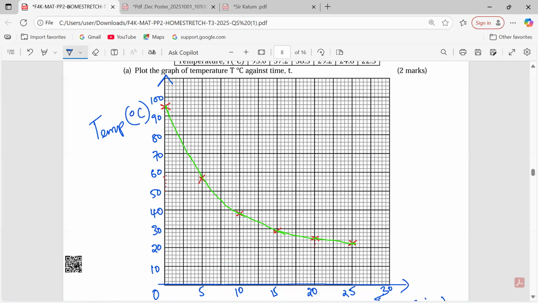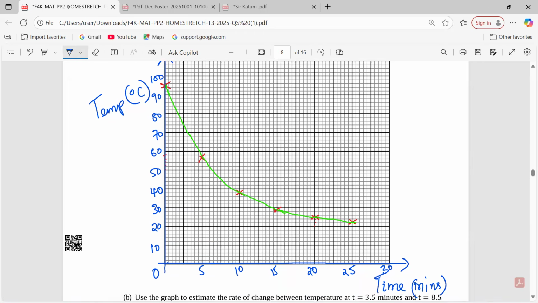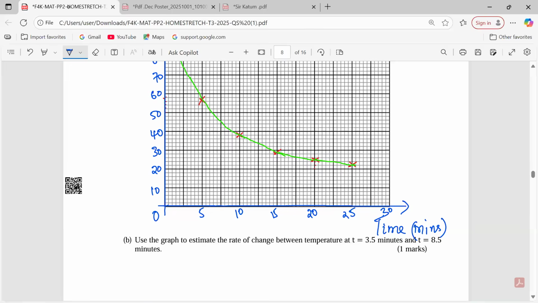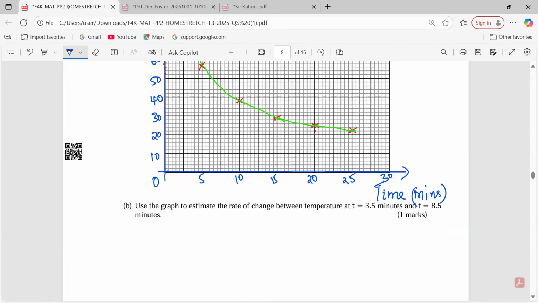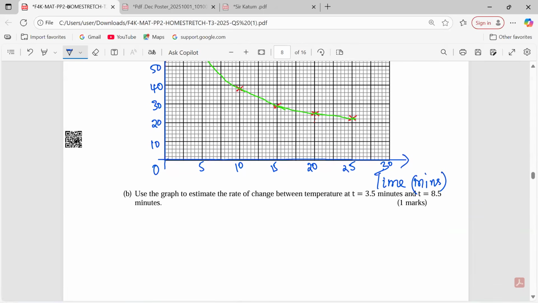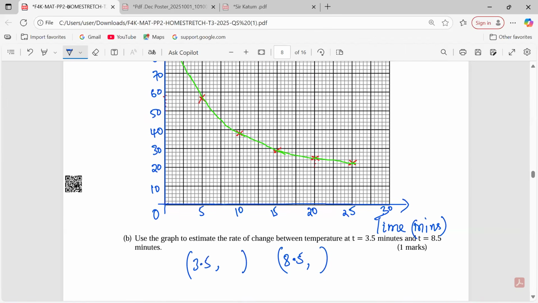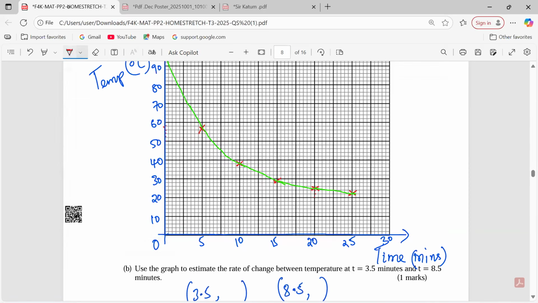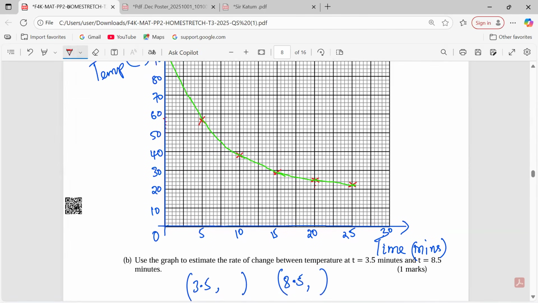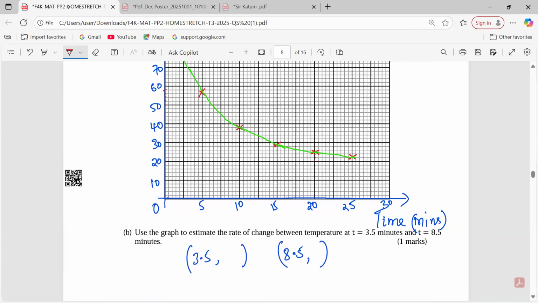Let me restore my vertical axis because I can see it has been cleared accidentally. So this is the graph. Then we are also told to use the graph to estimate the rate of change between t equals 3.5 and 8.5. So 3.5 will be accompanied by some temperature. Then 8.5 shall also be accompanied by some temperature. So those are the temperatures that I want us to read from this particular curve.